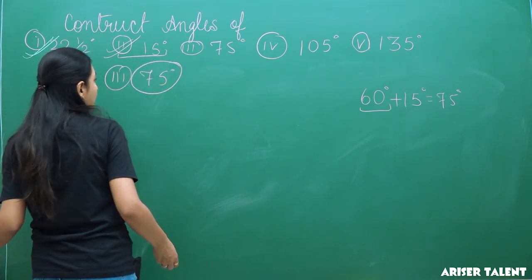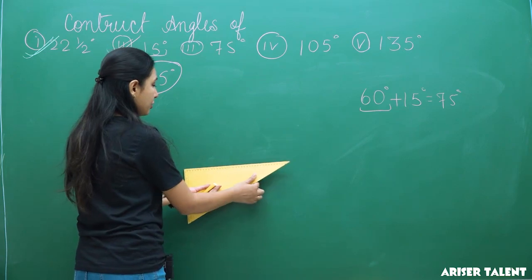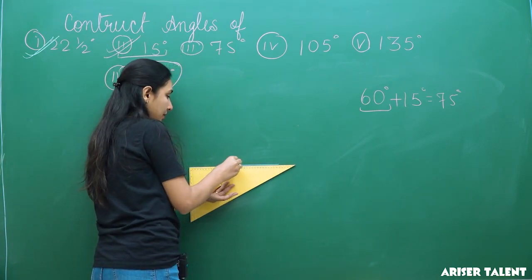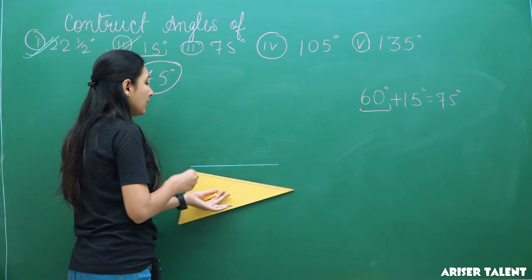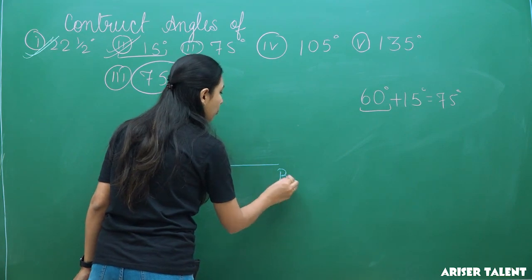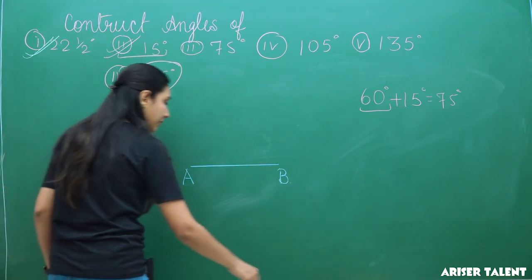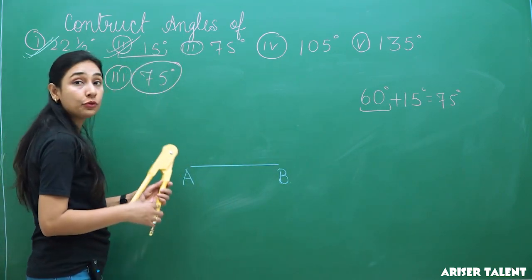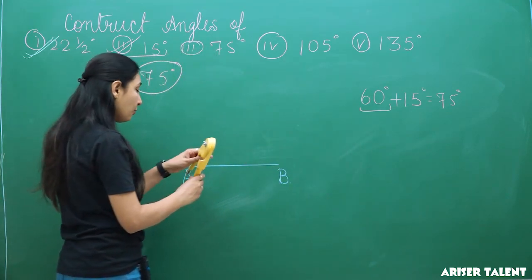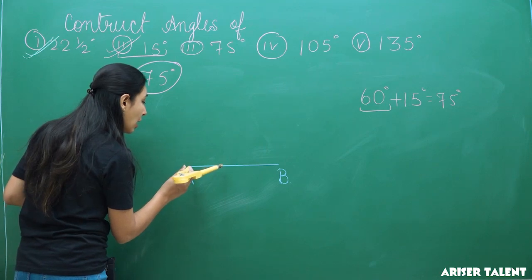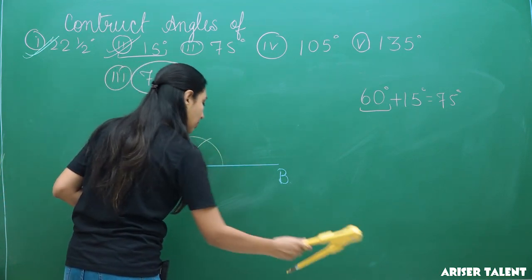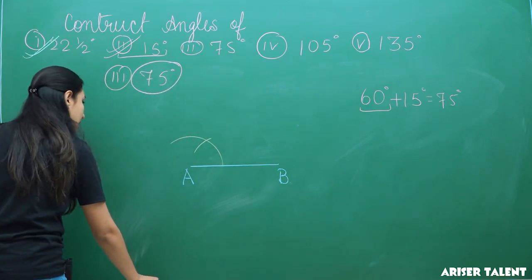What is the first step in all these constructions? We have to make our base. Right, baseline. This is our line segment AB on which we have to draw angle of 75 degree. First come first, we have to construct an angle of 60 degree here. Now we are very familiar with the 60 degree. How to make 60 degree? Just cut arc here and then this. Okay, so this is our angle 60 degree.